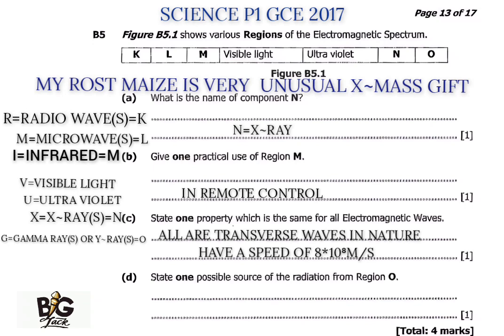Then D, which is the last one, is saying, state one possible source of the radiation from region O. Now, if you have learned about radioactivity, gamma ray is one of the types of radiations. As for gamma ray, it can be emitted from radioactive materials. Or apart from that one, it can also be emitted from cobalt 60 covered with aluminium. Okay, so that's the last one.